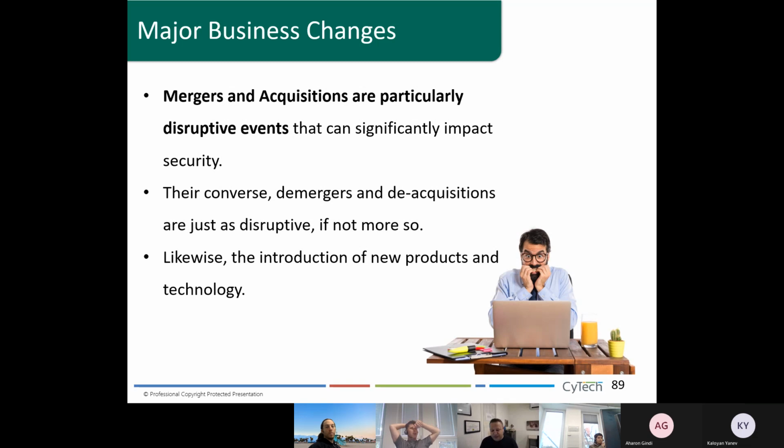So changes in your business will require changes in your governance. Changes in your business can occur from mergers and acquisitions or anything related to regulations and so on. And those changes need to be managed and monitored due to the same concerns that we mentioned before for change management.